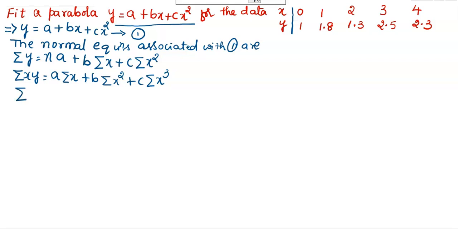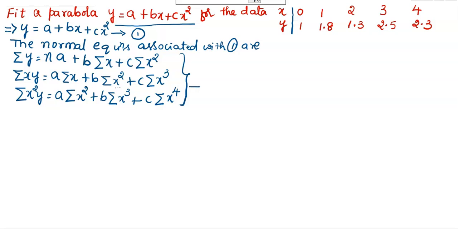So we are getting x into xy is x square into y, that equals a into summation x square plus b into, we are going to multiply by x, no? So x square into x is x cube, plus c into summation, we are multiplying x, so x cube into x is x to the power of 4. Let me call this equation number 2.